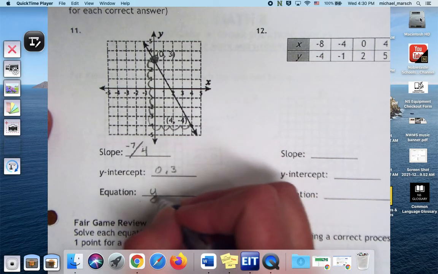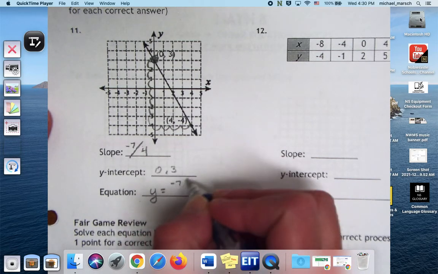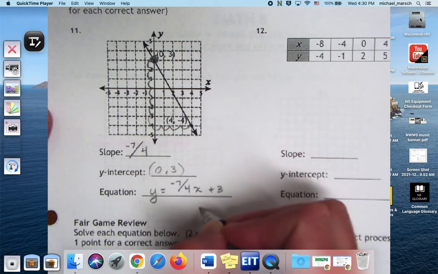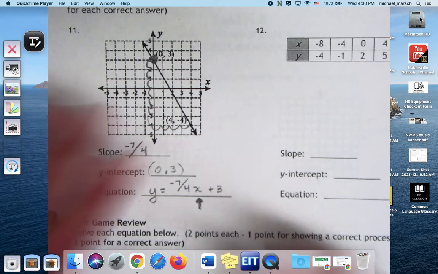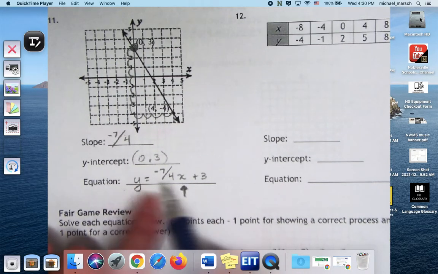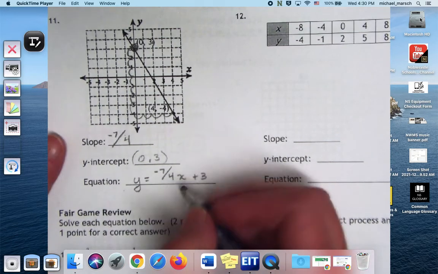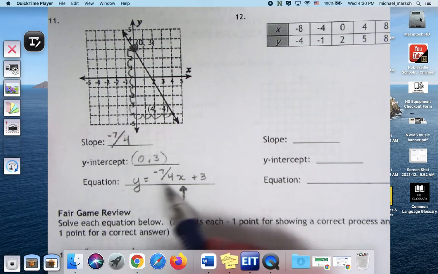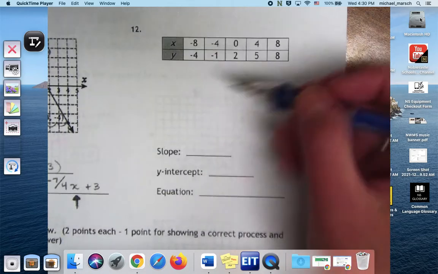So my equation is going to be y equals -7/4 x plus 3. Do not forget this x. Don't forget it. That happens a lot. And then people are upset that I have to take points off because you need this x and y for this equation to work. So don't forget the x. Say it to a neighbor. Don't forget the x. All right, same thing here.